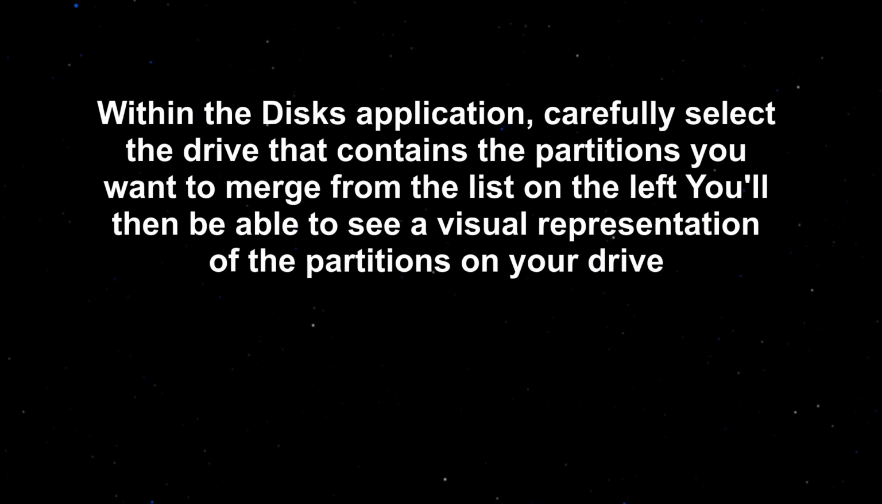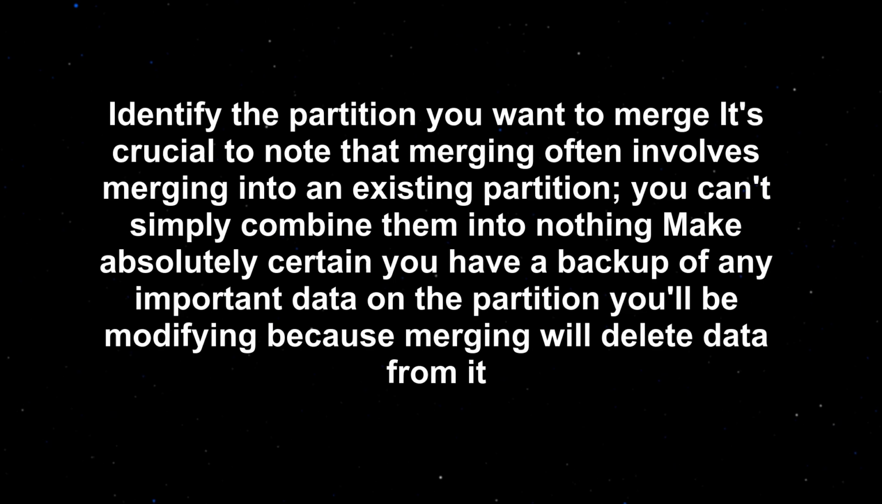Within the Disks application, carefully select the drive that contains the partitions you want to merge from the list on the left. You'll then be able to see a visual representation of the partitions on your drive. Identify the partition you want to merge. It's crucial to note that merging often involves merging into an existing partition. You can't simply combine them into nothing.